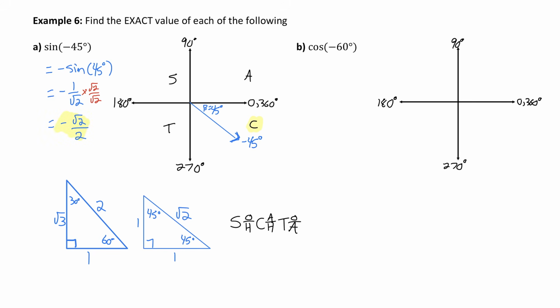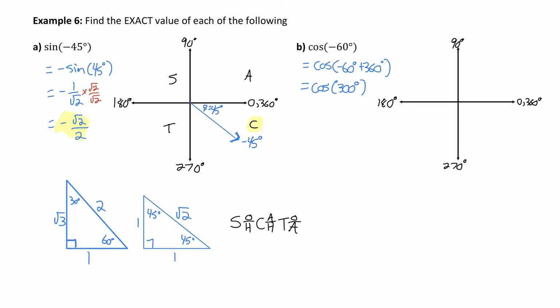Let's do part B a little bit differently. Let me start by changing this negative angle to a positive coterminal angle. I can do that just by adding 360 degrees to that angle. Negative 60 plus 360 is 300 degrees. So I can do cos of 300 instead of cos of negative 60 because negative 60 and 300 are coterminal.